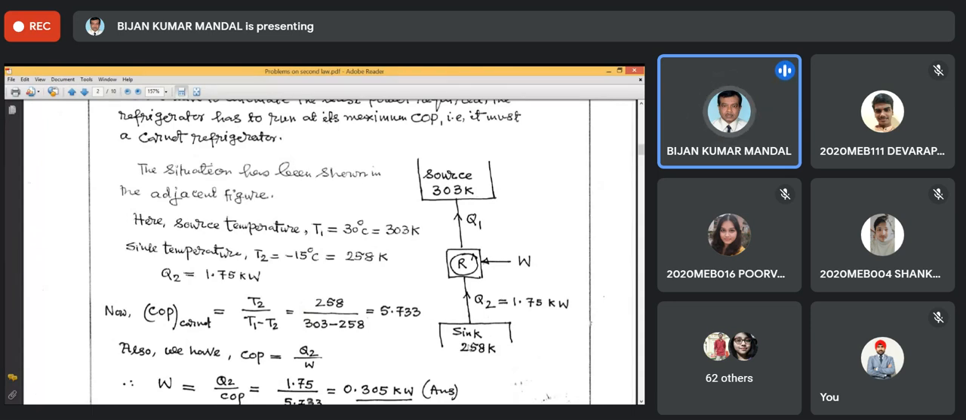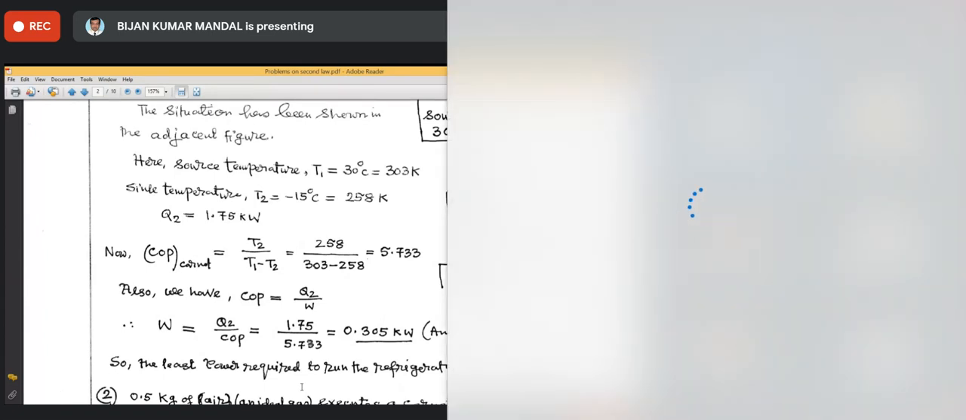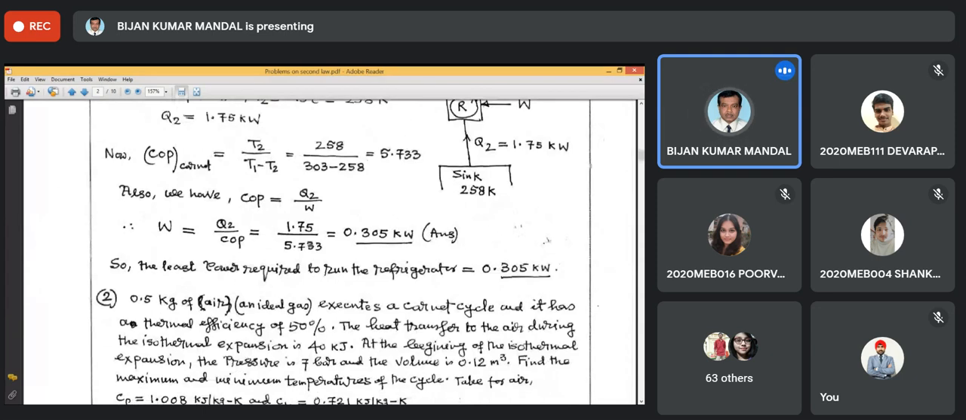Anyway, then also we have got another definition of COP, that is Q2 by W. Remember, the earlier one is the COP for a Carnot or reversible refrigerator, but this is the general definition, which is true for all cases, reversible, irreversible. So COP is equal to Q2 by W. So that gives you W is equal to Q2 by COP, and put the value of these things and you are getting this. So this is the least amount of power required to run this refrigerator. Okay.